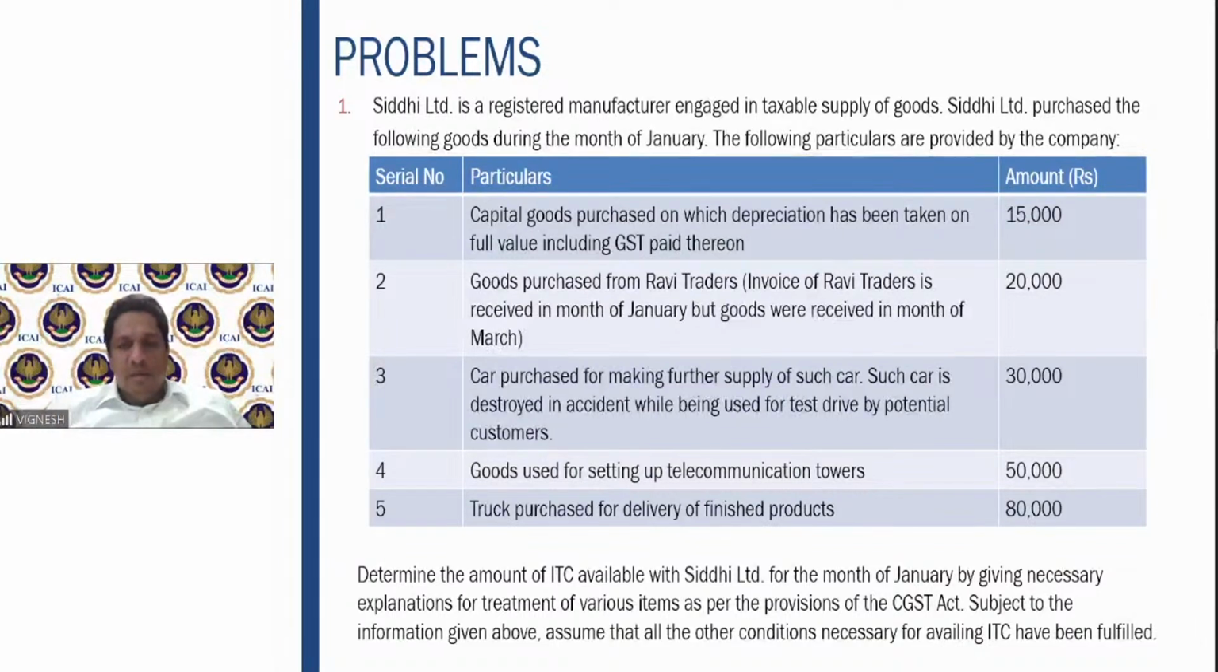Determine the ITC available for the month of January by giving necessary explanations for treatment of various items. Subject to the information given above, assume that all other conditions have been fulfilled for claiming the input tax credit. Please try to answer this problem based on 17 subsection 5.